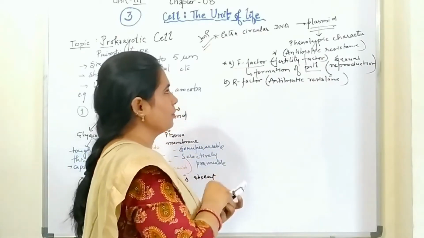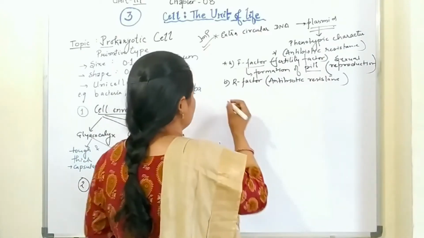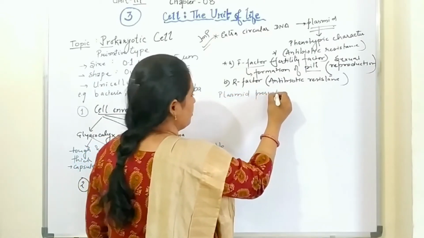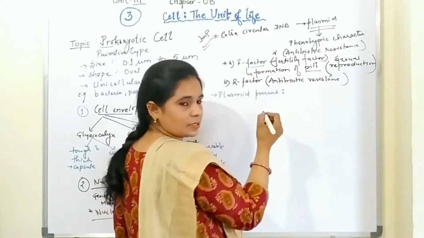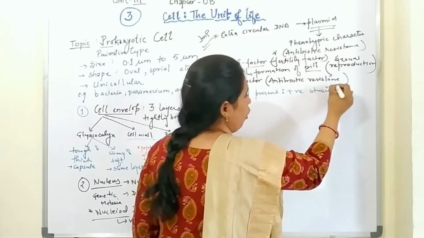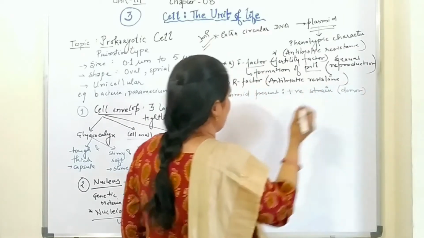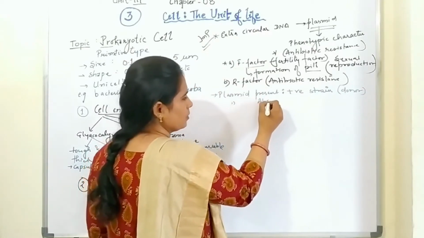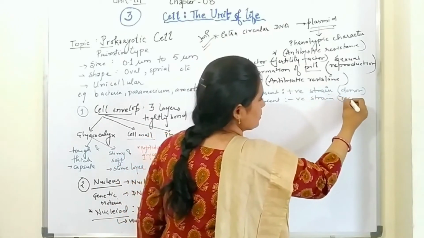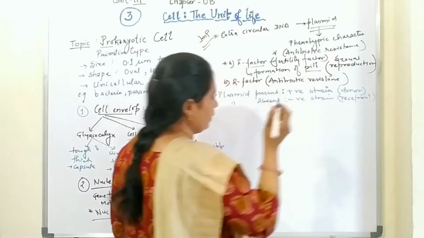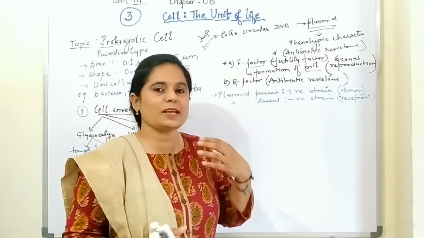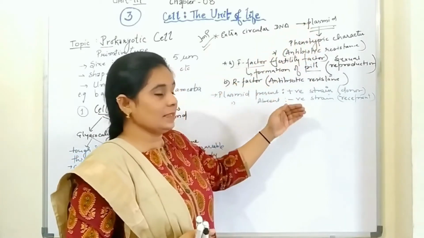Now if plasmid is present, then you will call that cell a positive strain, or you can also call it a donor, and if it is absent, you will call it a negative strain or recipient. Fine. Now what happens if there is a cell which is having plasmid and there is another cell which is not having plasmid?